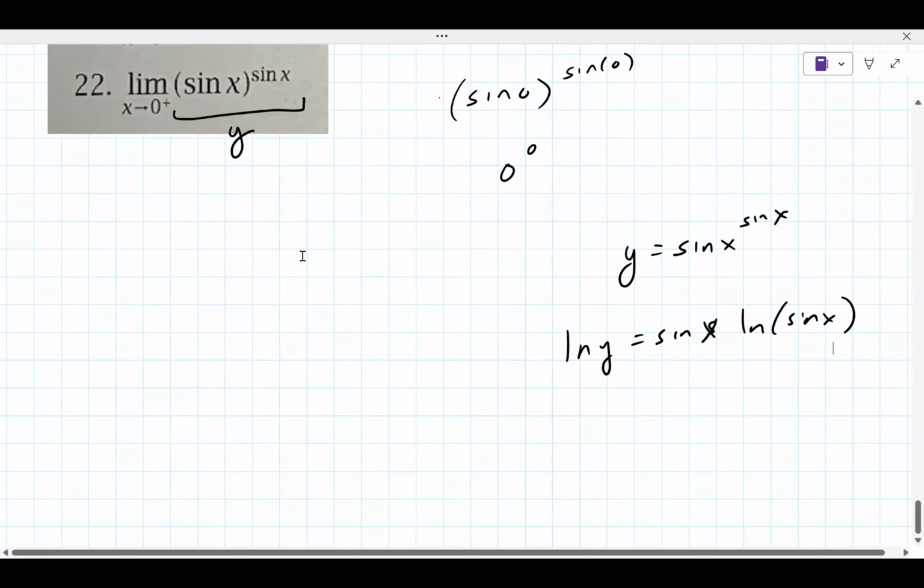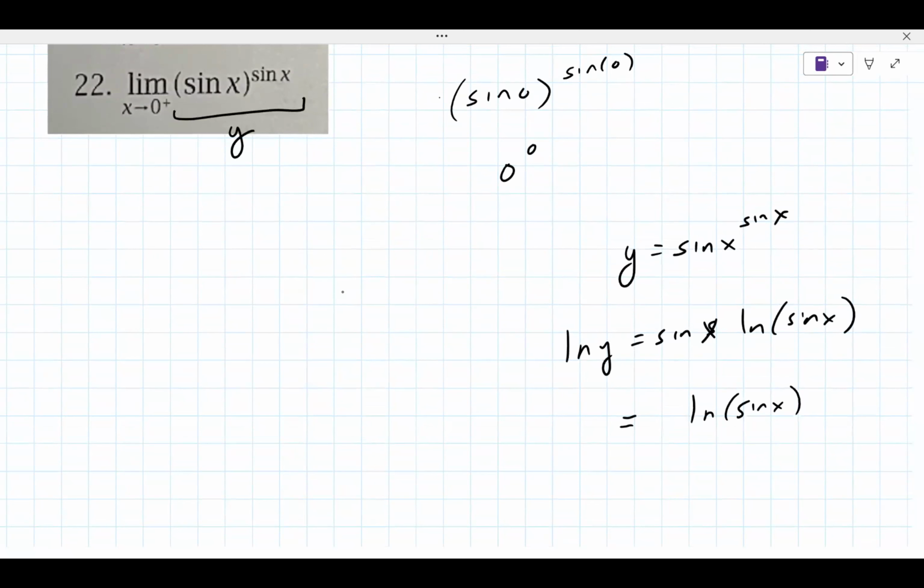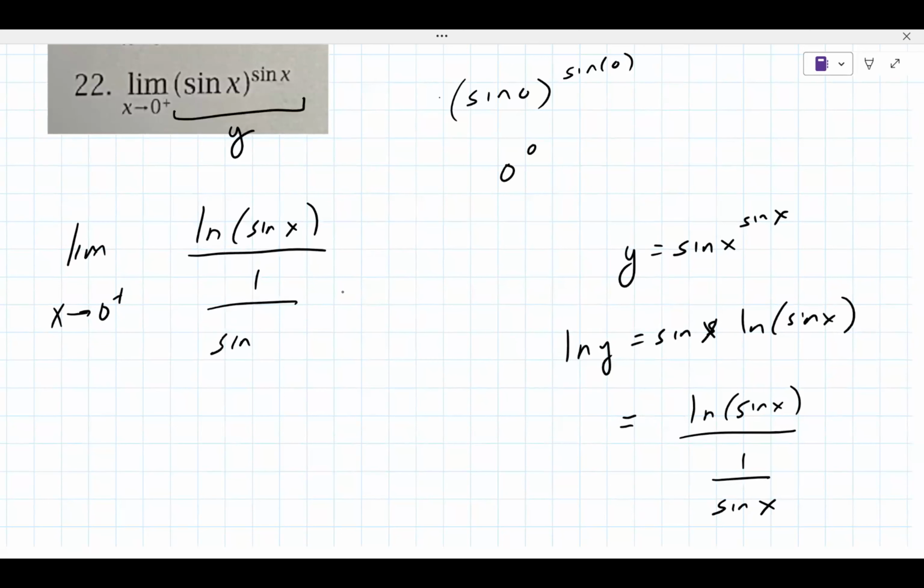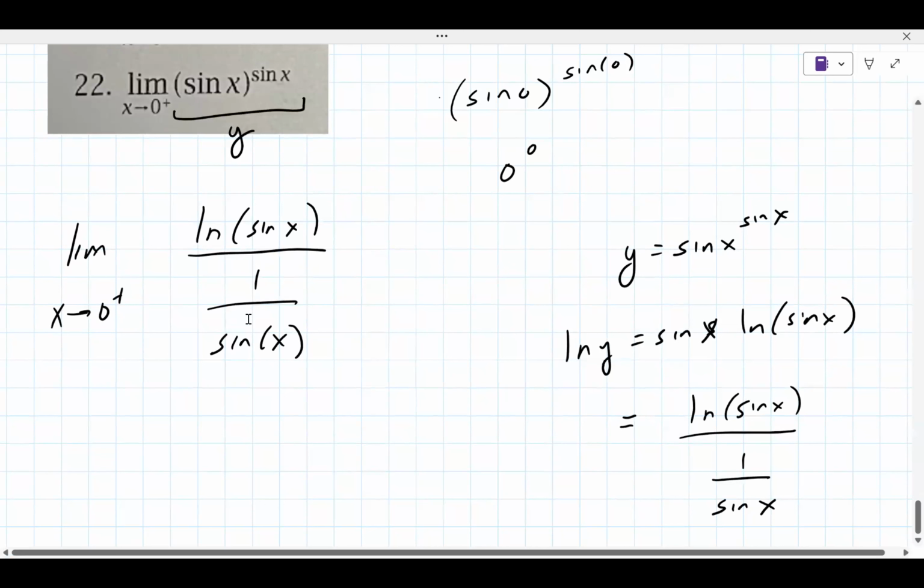And you really want to rewrite it. It's almost always, there are always exceptions, one over the thing that's in front like that. So now we're trying to find the limit as x goes to zero from the right of natural log sine x over 1 over sine x. So tell me what kind of indeterminate form this is now.